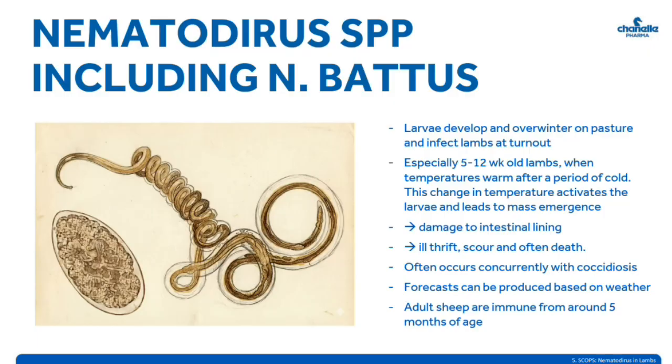The emergence of the worms from the eggs can be forecast based on weather patterns, and SQPs have a really useful forecasting tool in the UK, and I would recommend visiting the website for more information. Resistance to white wormers is rare, but there are signs that it may be increasing. The recommendation is still to use a white drench if lambs are grazing an at-risk pasture at high-risk times, i.e. one that has had lambs on it last year and at a time of mass emergence. Remember to retest 10 days after dosing to check for efficacy and resistance. Adult sheep are immune to this parasite after about 4 to 5 months at pasture.